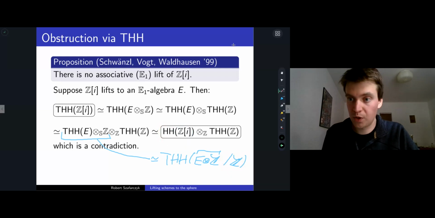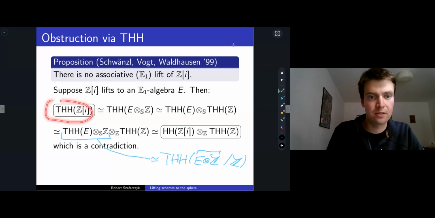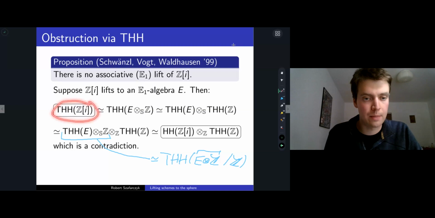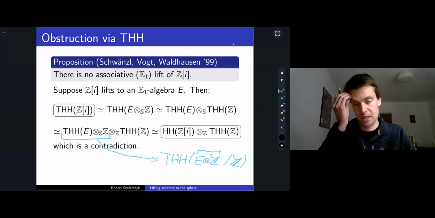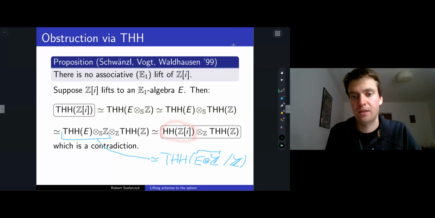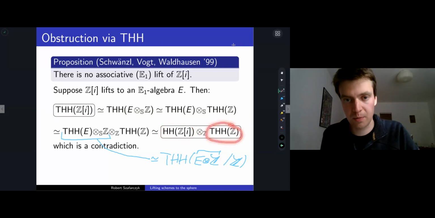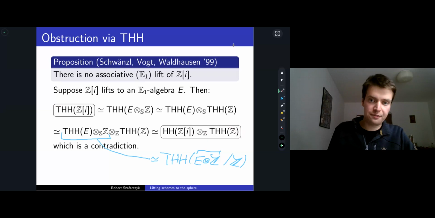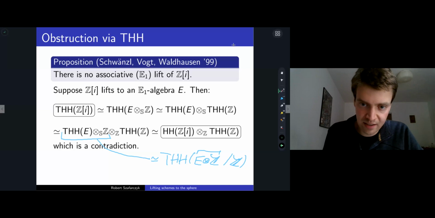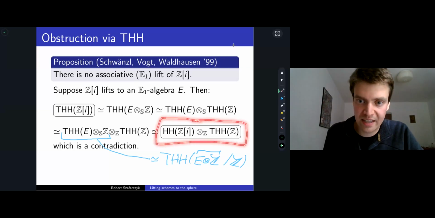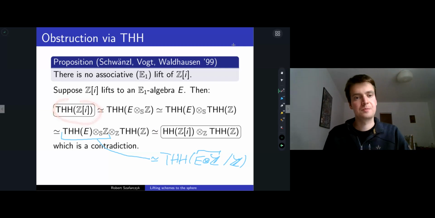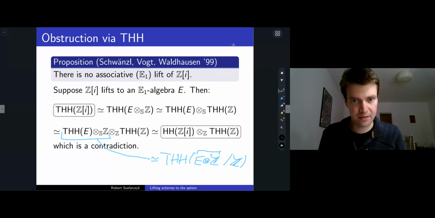So what we get in the end is that if we assume existence of a lift, then we can express topological Hochschild homology of Z adjoint I as Hochschild homology tensored with topological Hochschild homology of the integers. And this is a contradiction because we can compute both sides. We just see that the guy on the right is much bigger than what we get on the left, which implies that there cannot be a lift.